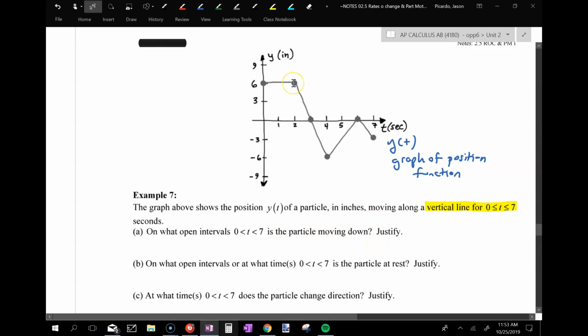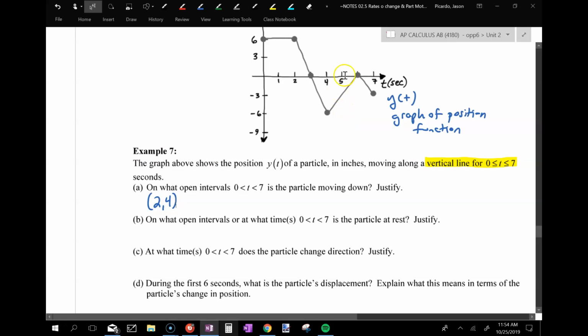All right. So on what open intervals is the particle moving down? Well, it starts moving down at 2, and it stops moving down at 4. All right, so 2 to 4. Yep. In fact, it's even nice enough to say what? On what open intervals, right? But then again, from where to where? 6 to 7, right?